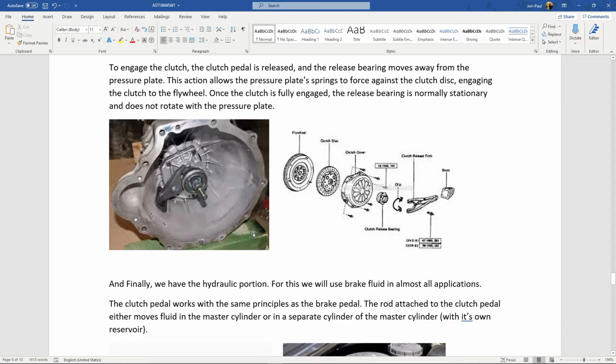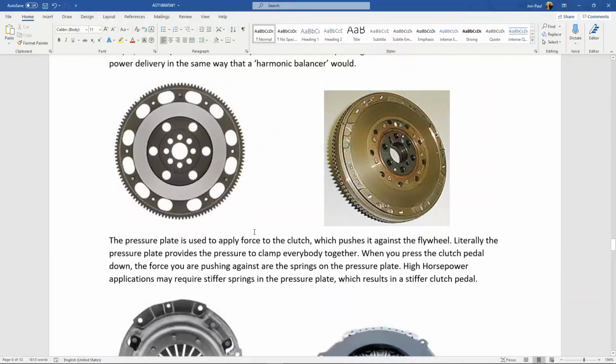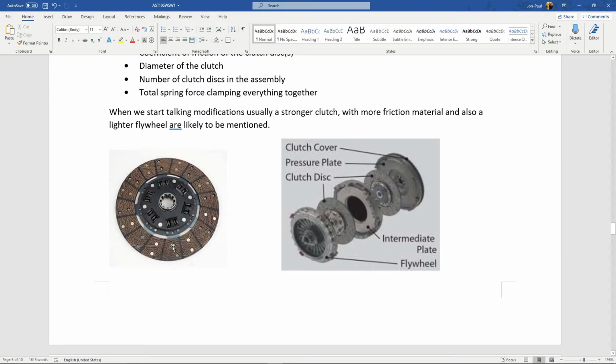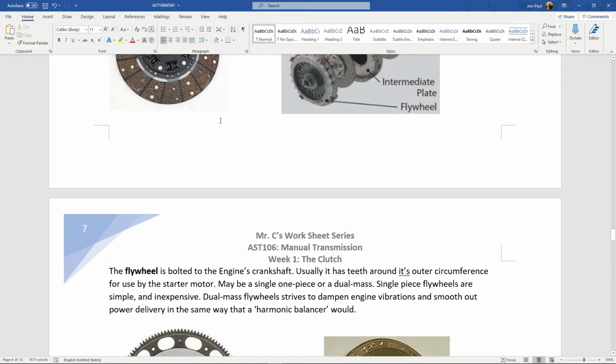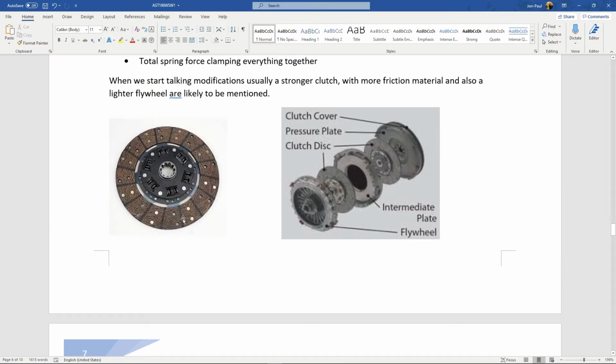So let's talk about wearable items. This clutch disc, is it gonna wear? Well, duh, it's a wearable item. It's friction material. That is gonna wear out, and that is the number one reason why isn't my clutch working? In my picture here, I'm squeezing the pressure plate, and it's pushing the clutch, and the clutch is pushing against the flywheel. But if there's no material left on the clutch, then I won't form a connection. So the number one reason is pretty obvious. The clutch is simply worn out.